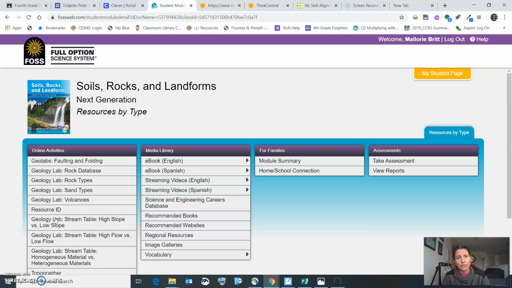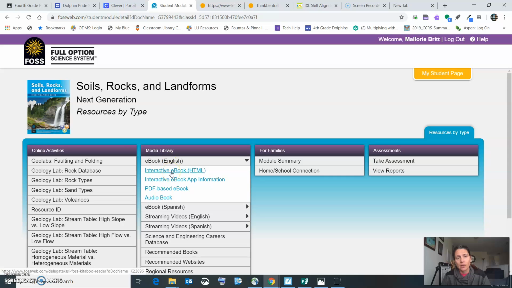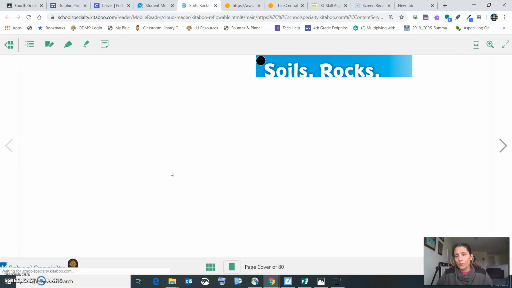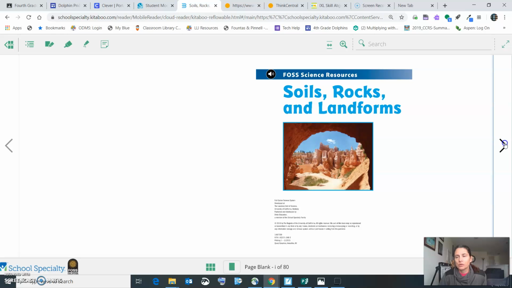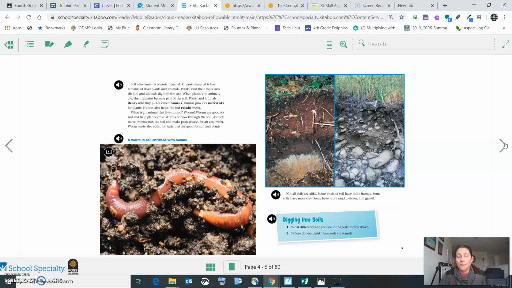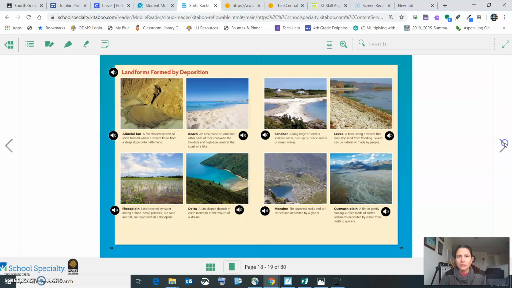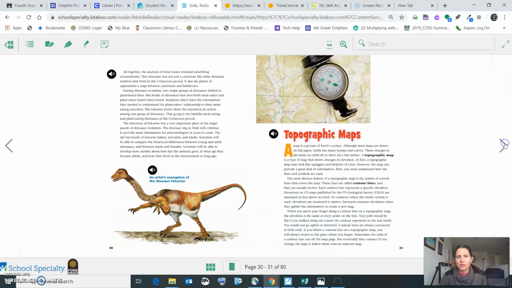For today what we're going to do is go to our ebook, and I'm going to go ahead and go to the interactive ebook. I'm going to go over some of them with you today, and then you can go back and reread it if you want to. So today we are going to go to a map, and it's a special kind of map called a topographical map. And it's right after our fossils page.